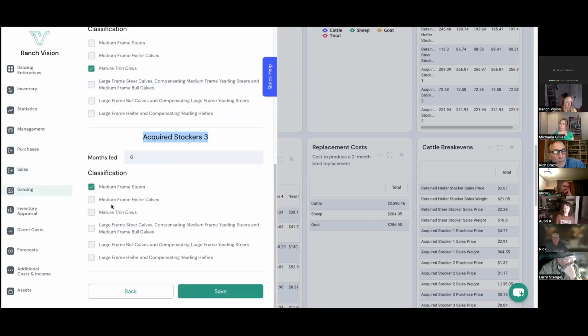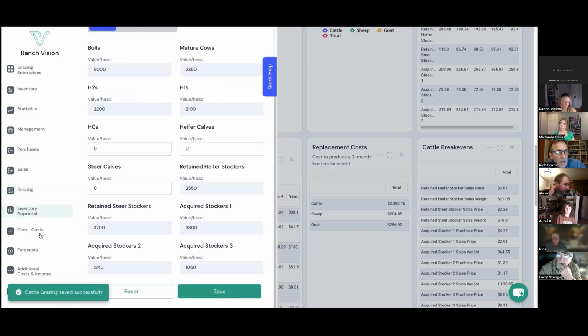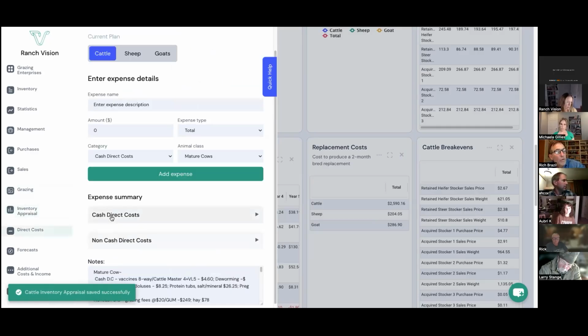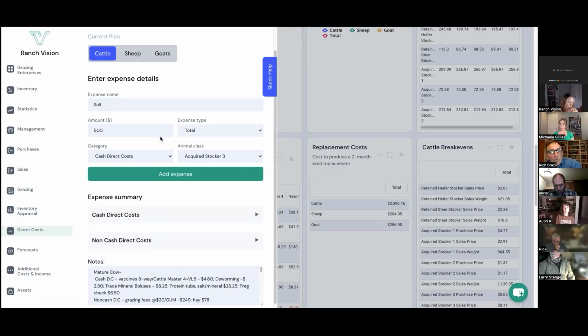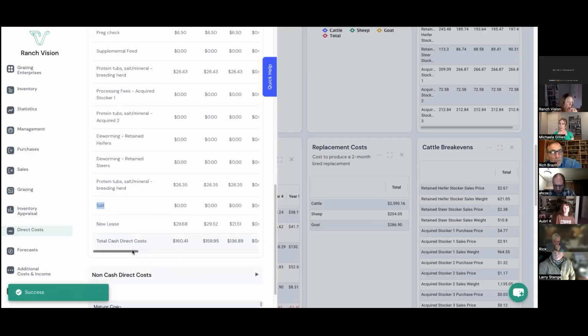And go to grazing. What are they? Heifers or something? Yep. Medium frame. And you're not supplemental feeding them at all? Right. Okay. Inventory appraisal, it's going to be 0 because you don't own them. You're not having an opportunity cost. Any cost that you pay there, are you providing salt or anything? Sure. Some salt, some mineral. Any idea of what that's costing you? Let's do $500. So add total expense and it'll calculate it out. Okay. I think that's everything.